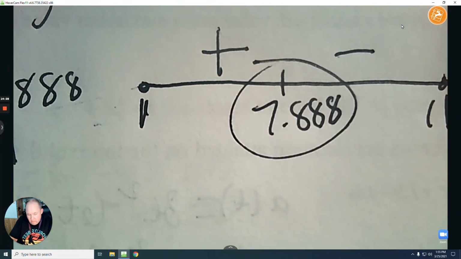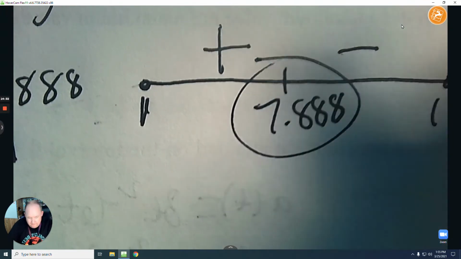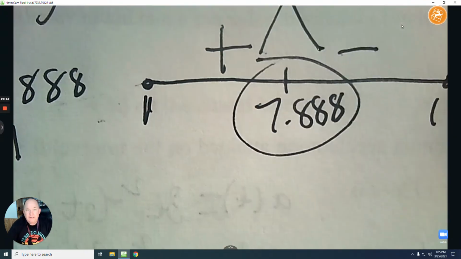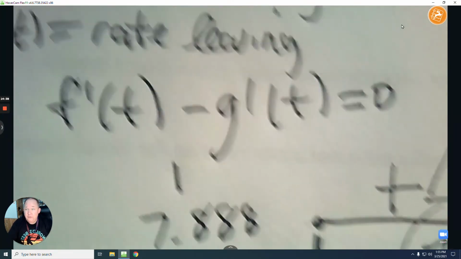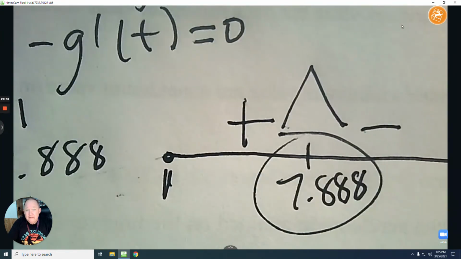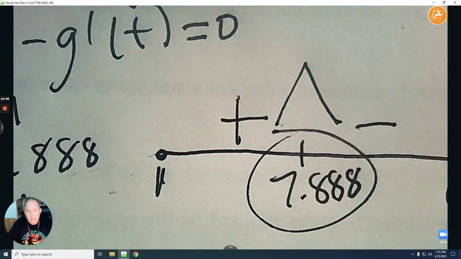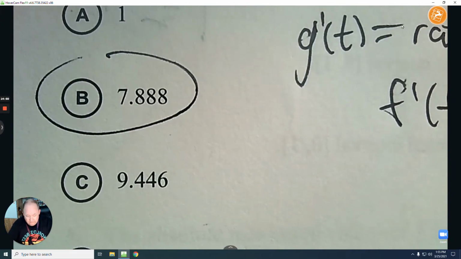So what did we just show? The question is, at what time is the number of people in the museum a maximum? We were already given the derivative. We just need to set it up as the rate of people going in, subtract the rate of people leaving. When you take that rate as a whole, where does the maximum occur? The answer was 7.88. That is a really high level question.